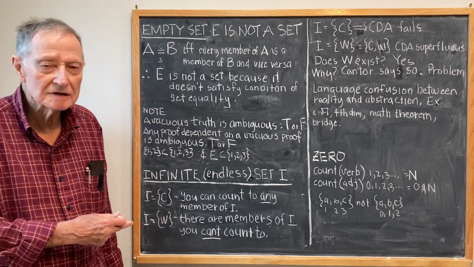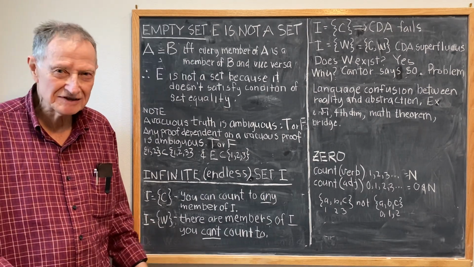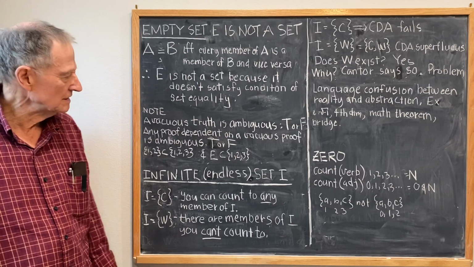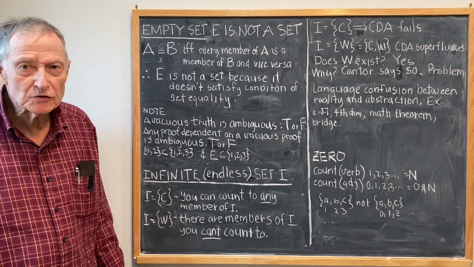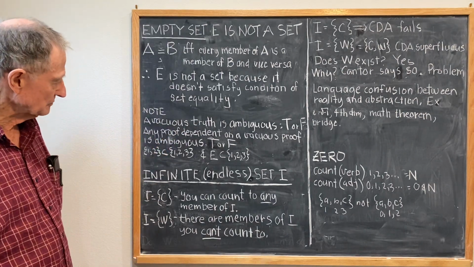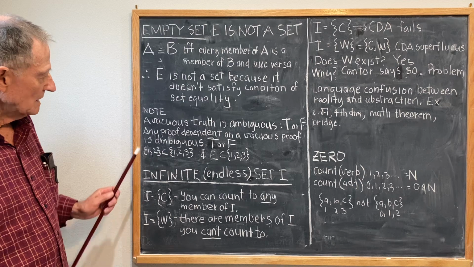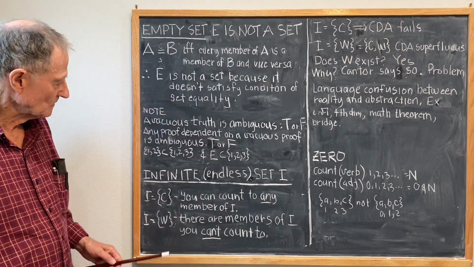Now, I note, this has many broader implications and it's been discussed many times, but I do want to note here that a vacuous truth is ambiguous. It's either true or false, which means any proof dependent on a vacuous proof is ambiguous. It's either true or false.